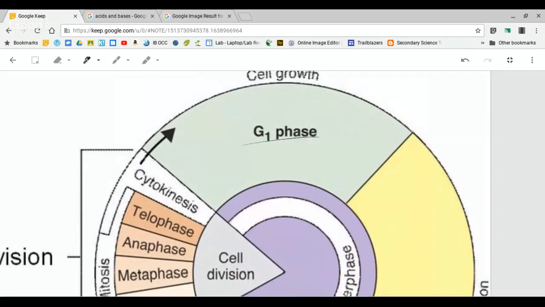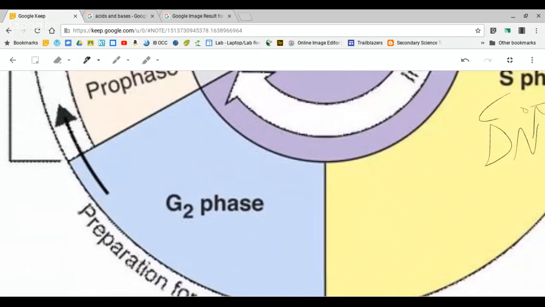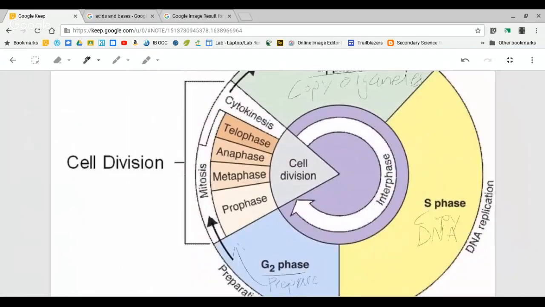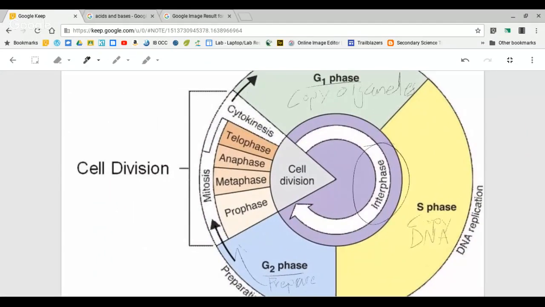G1 phase is like copying organelles is the main thing. S phase is copy DNA. G2 phase is prepare. They're just preparing for the process of mitosis. Obviously, you gotta know all the phases of mitosis. There you go. G1, S, and G2 make up interphase, whereas mitosis is its own separate phase with PMAT and then cytokinesis.